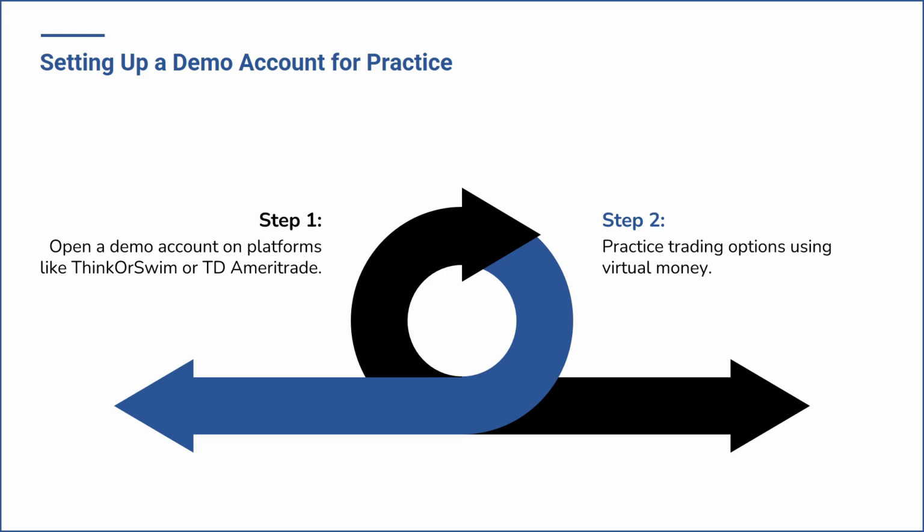So always paper trade. As a new beginner, the first thing you want to do is to always paper trade and not use your hard-earned money. You want to always paper trade. And you can use a platform like Thinkorswim, TD Trade, Robinhood, or you can also use Webull.